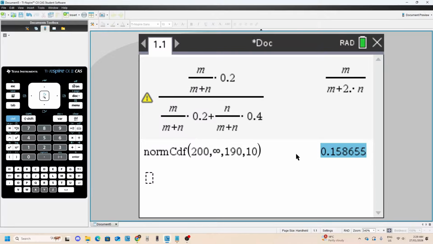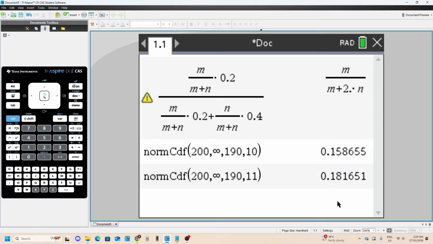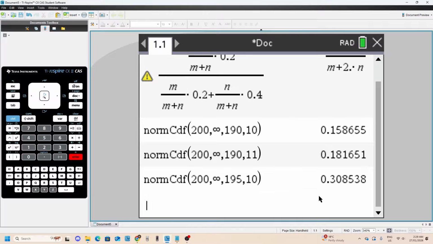Let's try the next one. Basically just copy and paste it. The mean is 190, but the standard deviation is 11. Enter. Still not the same. So B is wrong. You see how quick? The next one: the mean is 195 and the standard deviation is 10. Enter. It's close, but not close enough, because our answer is supposed to be 0.325. This is also wrong, so C is also wrong.